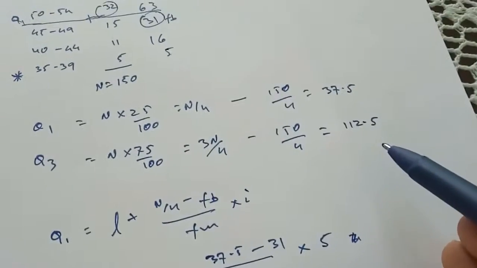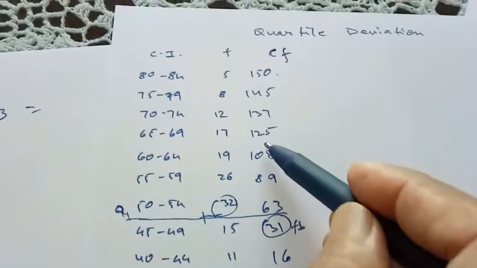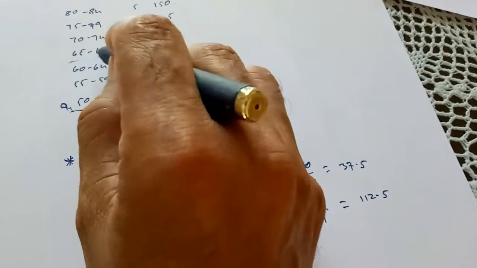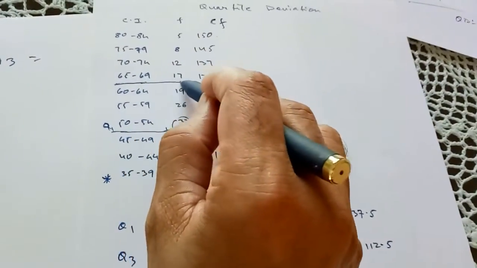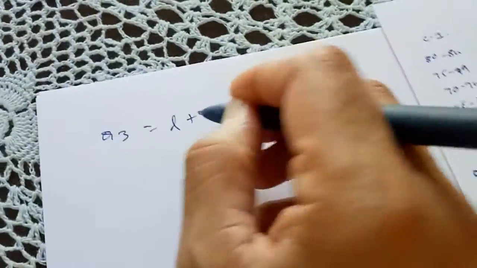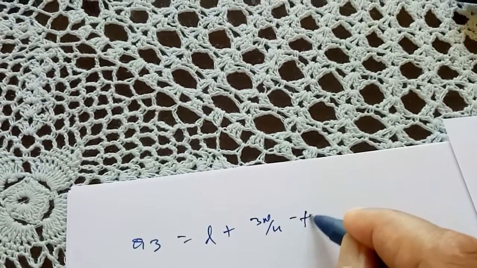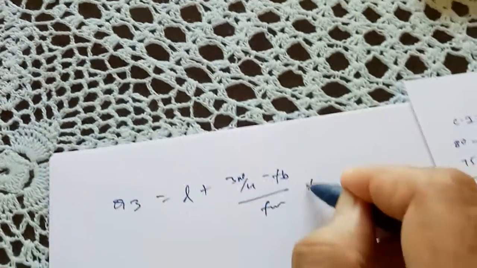Now I might need to use another sheet over here. We'll try to find out the value of Q3. What is Q3? 3n by 4. We had seen this value to be 112.5. I go searching for 112.5: 108, 125. So this is the class interval in which Q3 would fall. All right, now again L plus 3n by 4, rest is the same, FB minus FM into I.